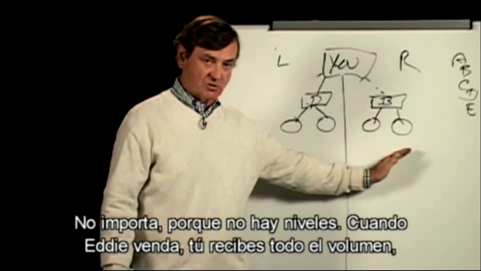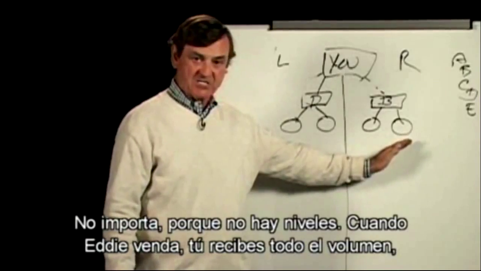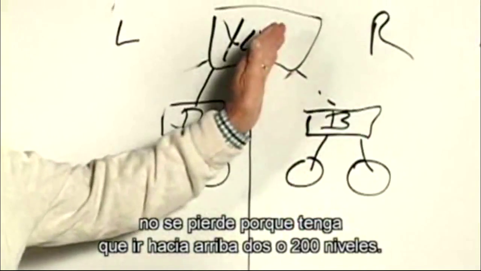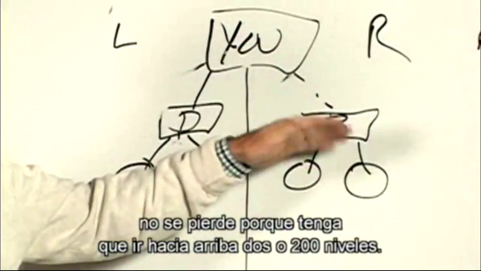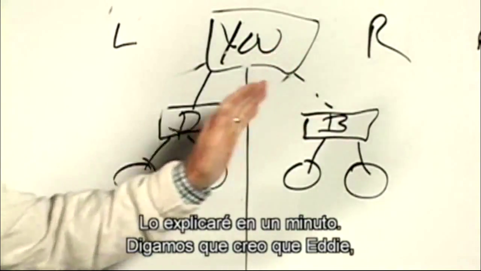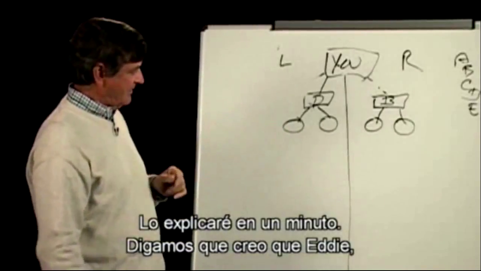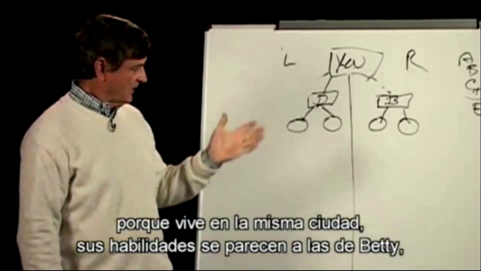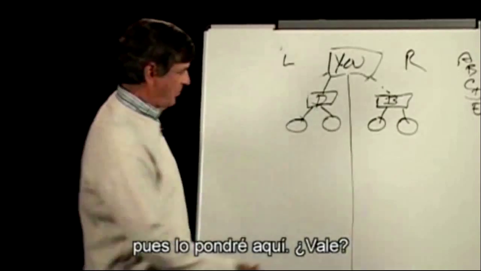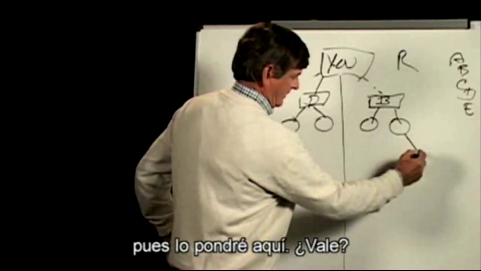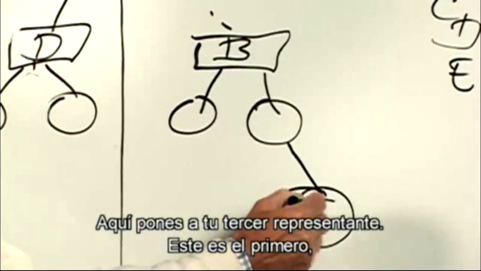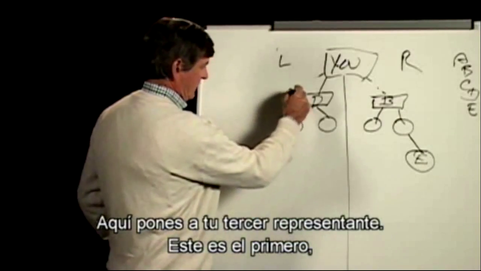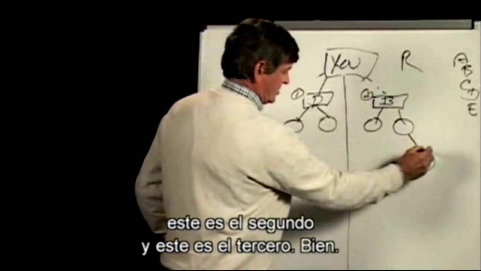Doesn't matter, because there are no levels. When Eddie makes a sale, you get full volume. It isn't watered down because it has to travel up 200 levels. I'll explain that in a minute. So let's say, because Eddie is in the same town, his skill sets are a little bit like Betty's, I'm going to put Eddie over here. All right? So there you put your third rep. Okay, this is your first, this is your second rep, and this is your third.